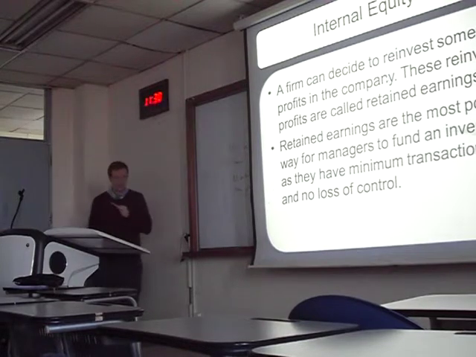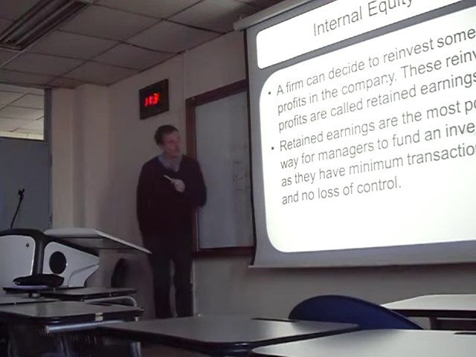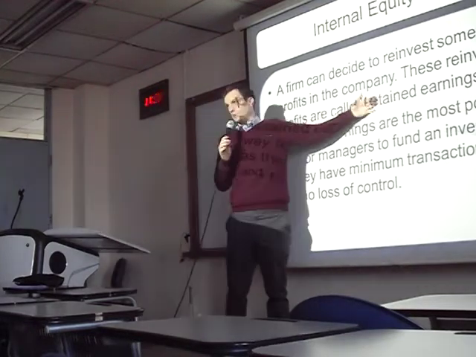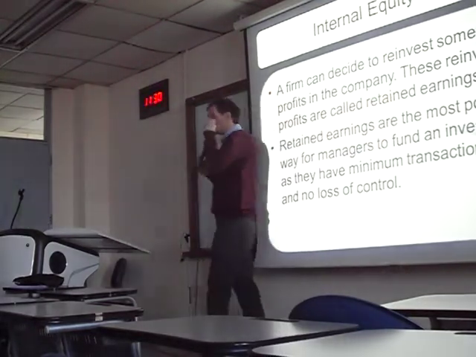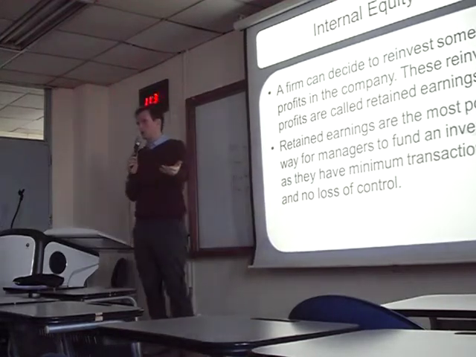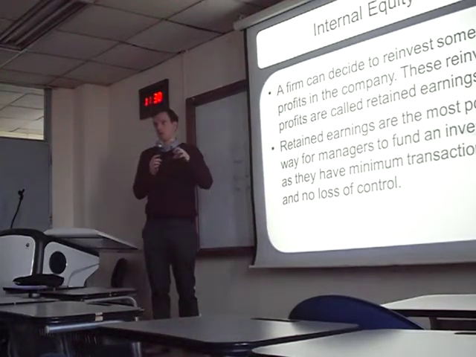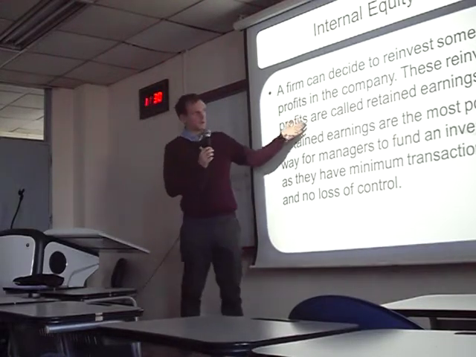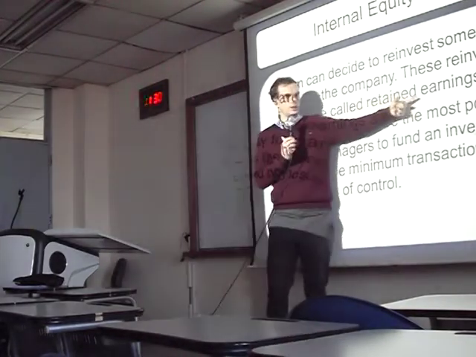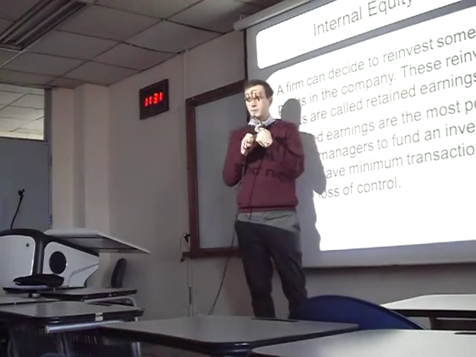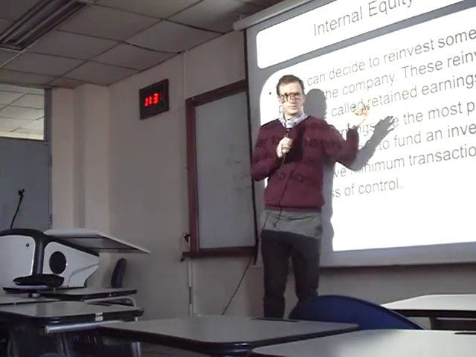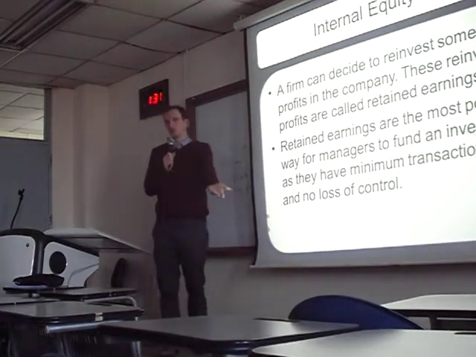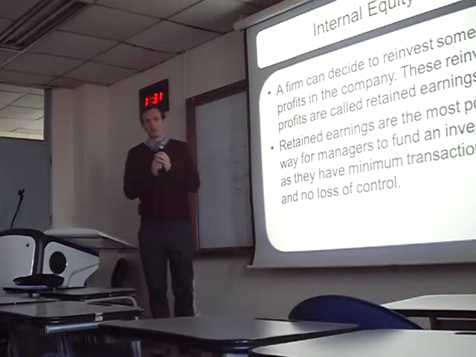And then finally we have internal equity. Internal equity is retained earnings. So the company makes a profit. It doesn't pay back the profit to the owners. It invests in the company again. That's a way to get money. We use our profits, called retained earnings. Earnings like profit, retain means keeping. So we keep the profits that we made last year and we invest in a new project this year.